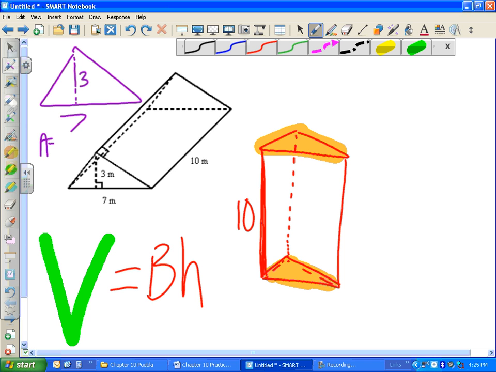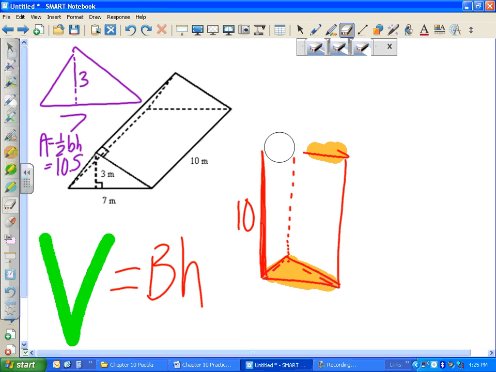And area equals 1/2 base times height. So the area of this one is 10.5. So that's all you need. Okay. Let me erase this thing here, okay?